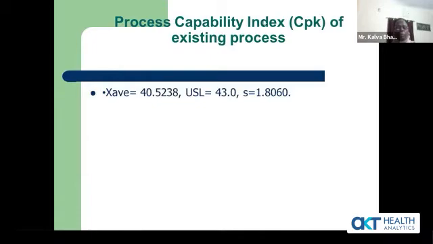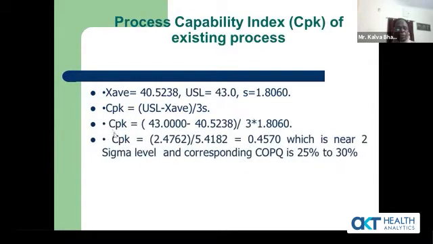See, the process capability of the existing process. The average was 40.528, the upper specification achieved was only 43, and the standard deviation 1.8060. Now the CPK, process capability index, as per this formula, is just about 0.457, which is near 2 sigma level, and the corresponding COPQ, cost of poor quality, is 25 to 30%. This is a very costly affair because this is a very poor quality level.